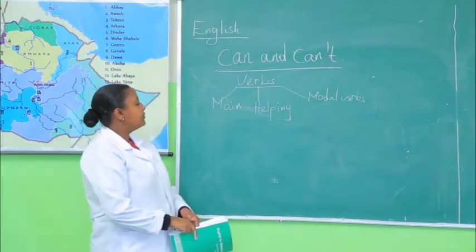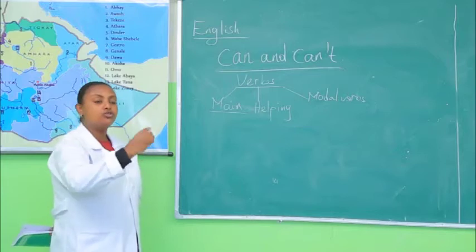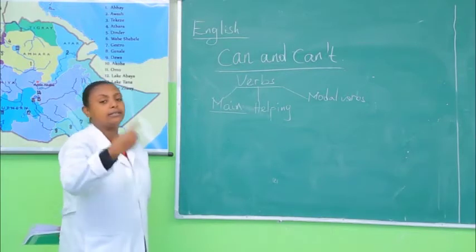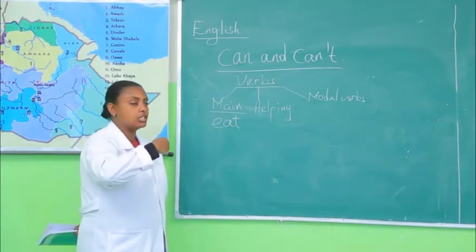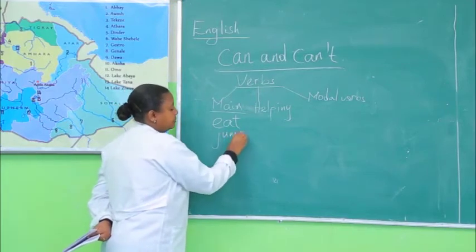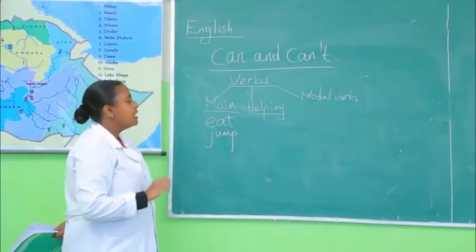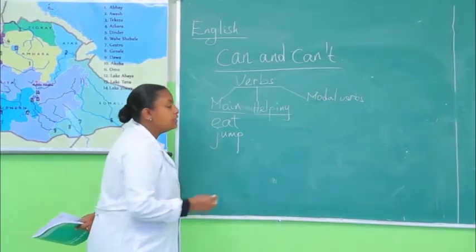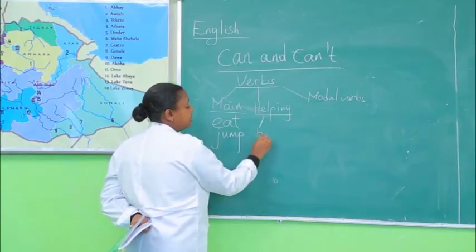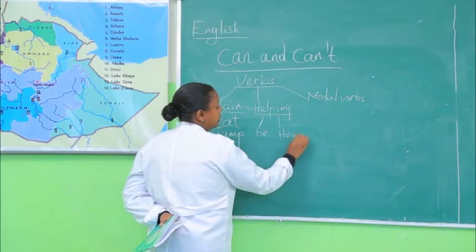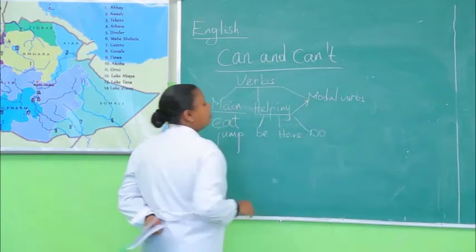Main verbs mean words with action. When you say the word, you are going to act. You can act them, like for example, eat. If somebody says eat, you can show the action. Jump. This is also an action. When you come to the helping verb, this can be divided into different kinds again. The first ones are the verb to be, the verb to have, and the verb to do. Here also you can include modal verbs.